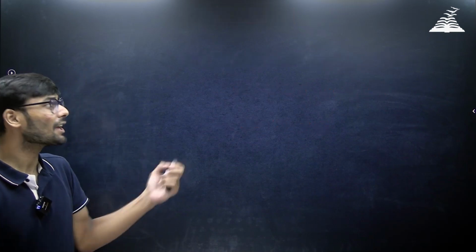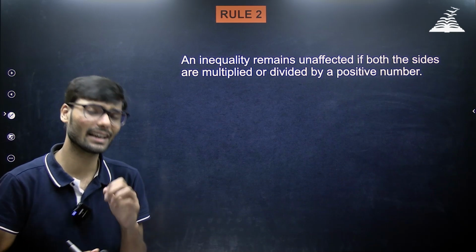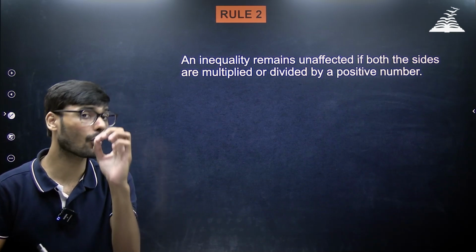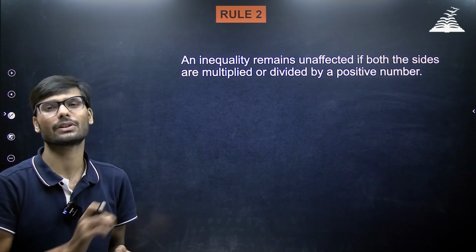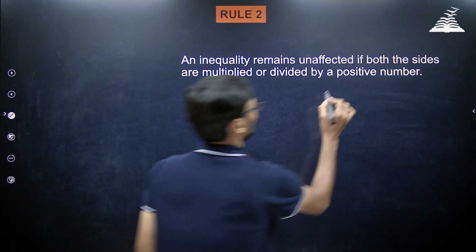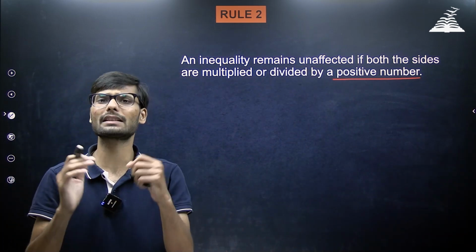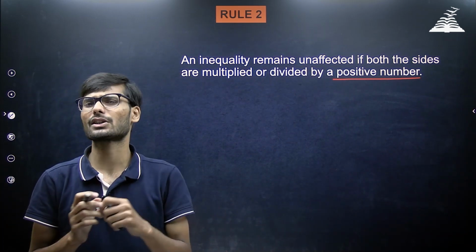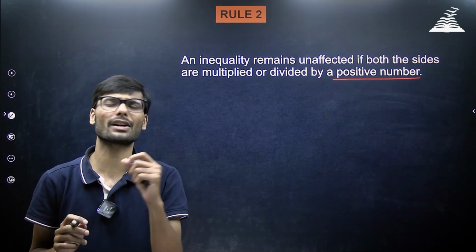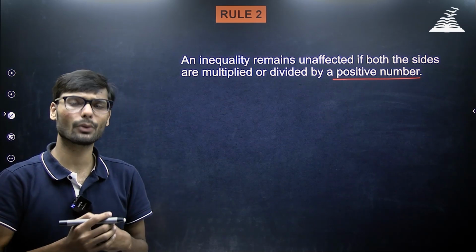What's that? If we multiply or divide both the sides of the inequation by a positive number, then also it doesn't change, right? So the keyword here is the positive number. If you are multiplying or dividing by a positive number, the sign of the inequation is not going to change. Your inequation is not going to get affected. So let's now take a look at an example.